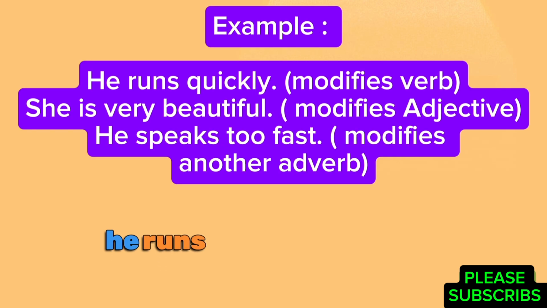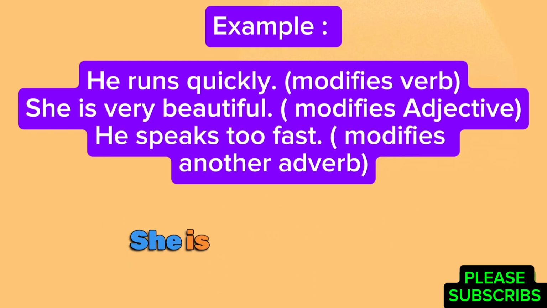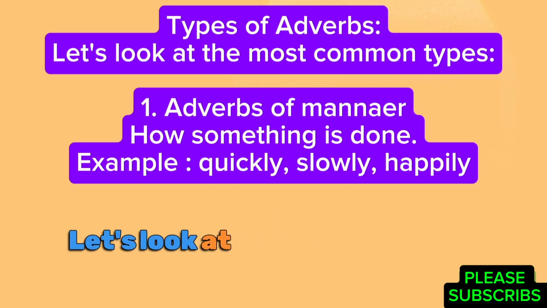Examples: He runs quickly, modifies a verb. She is very beautiful, modifies an adjective. He speaks too fast, modifies another adverb. Types of adverbs. Let's look at the most common types.